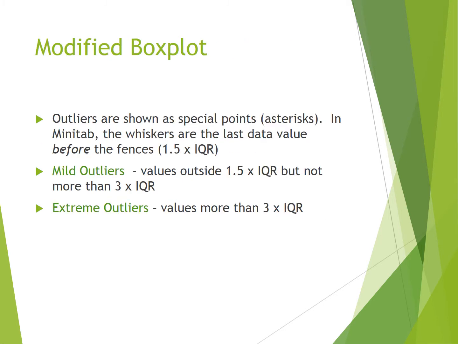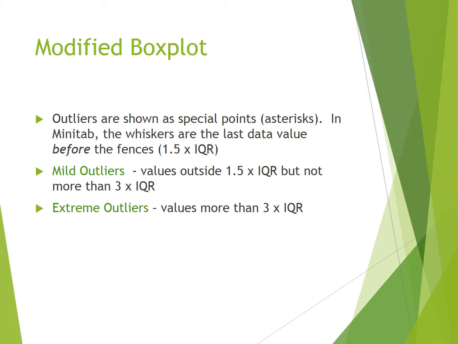There's what's known as a modified box plot. These describe outliers using asterisks. It has the whiskers like a box plot, but in a regular box plot, the end of the lower whisker is the minimum value and the end of the upper whisker is the maximum value. With a modified box plot, it sets up the whiskers to be inside the fences. The fences are 1.5 times the interquartile range.